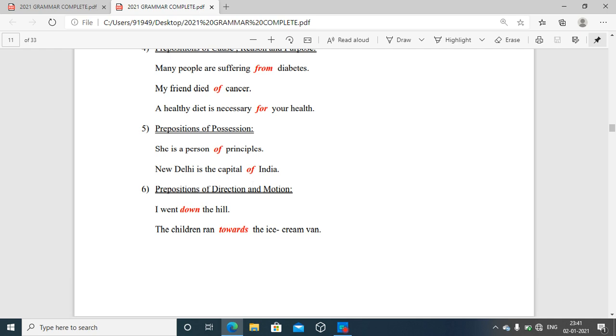Here, prepositions of direction and motion. See, next with examples, I went down the hill. Here, you can definitely visualize the motion, a person standing on the top of the hill and went down the hill. That is talking about the direction and motion together if you want to. I went the hill, never. It gives sense. The children ran towards the ice cream van.